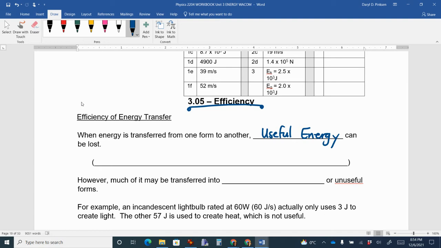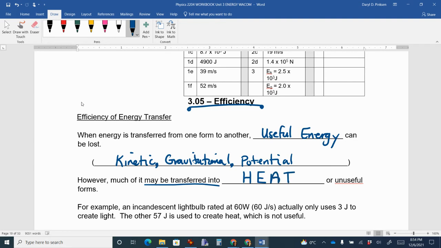So this would be things like kinetic energy, gravitational energy. There are other ways that you can do work and store it as well, other forms of potential. These are all kind of like useful energies. However, much of it may be transferred into, generally, when energy is lost, it turns into heat. That's where all the heat in the world comes from.